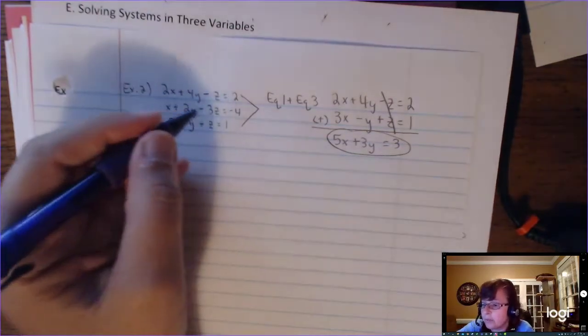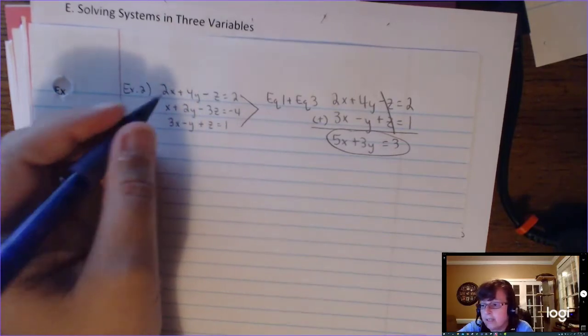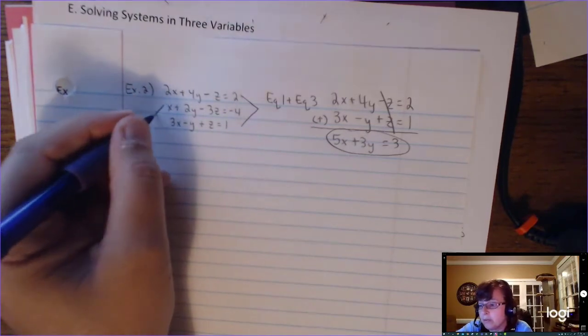So that's what we're going to do. We're just going to pick another pair of equations. And you can't pick 1 and 3. I already used that. You could pick 2 and 3 or 1 and 3. I'm going to pick 2 and 3.